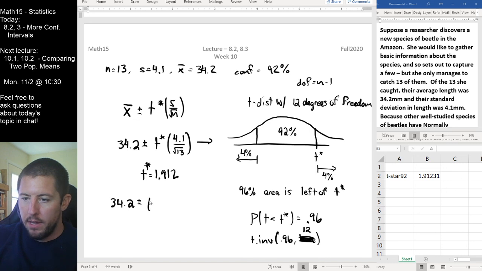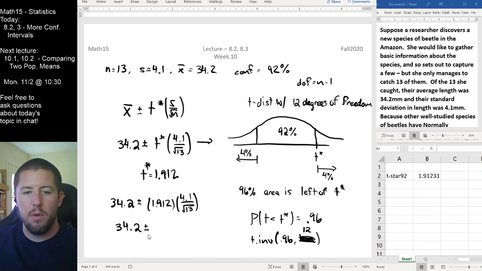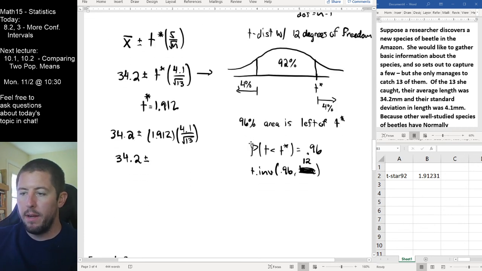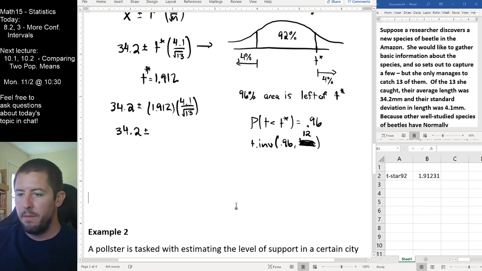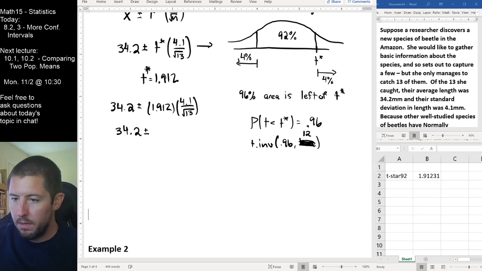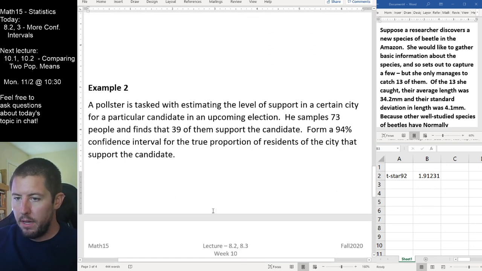34.2 plus or minus 1.912 times 4.1 over the square root of 13. It's typically very good form for you to list these both in the plus or minus form and in the interval form right here, because they both give us 2 different pieces of information. I might as well just go to the next page for this.